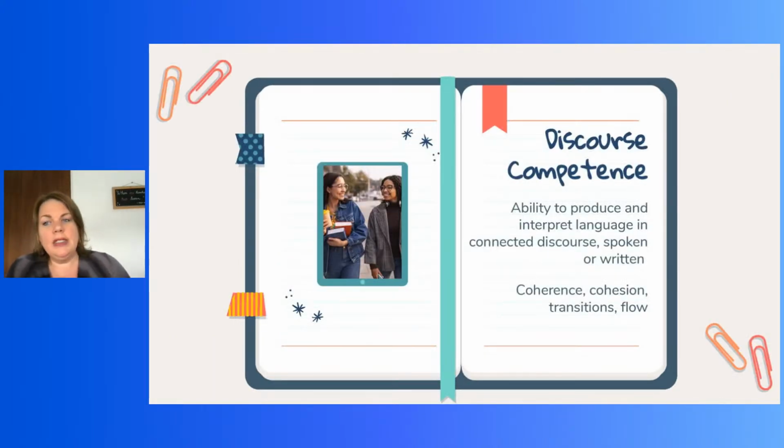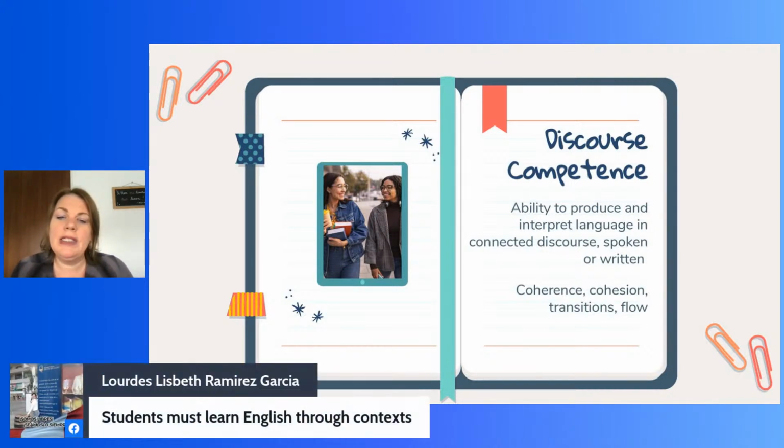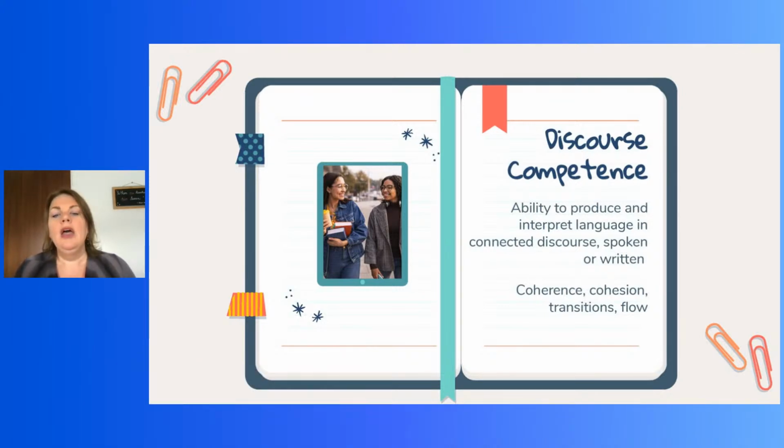Discourse competence is another one of the components that make up communicative competence. And discourse competence is the ability to produce and interpret language in connected discourse, spoken or written. Yeah. Coherence, cohesion, transitions, flow, right? We remember what coherence and cohesion is. If we use, for example, certain antecedents with their anaphors, cohesion, that things go together, if a text is coherent.